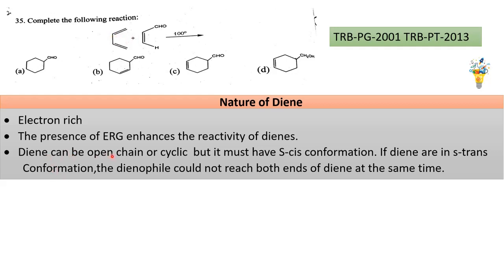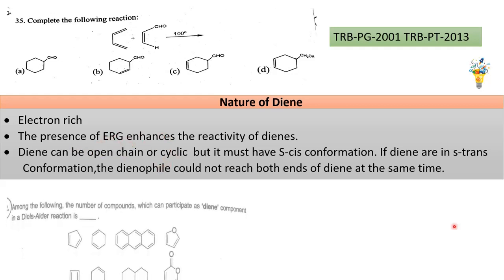The diene can be open chain or cyclic. Here it is an open chain, and in some cases it may be cyclic. Cyclic is well and good, and it is more reactive than the chain form, and it must have the s-cis conformation. If dienes are in the s-trans conformation, the dienophile cannot approach both ends of the diene at the same time. The reaction is concerted and suprafacial, so if it is in the trans position, the approach of the dienophile is not possible. So the diene must be in the s-cis conformation, it may be chain or cyclic, it should be electron rich, and the reactivity is increased by electron releasing groups.